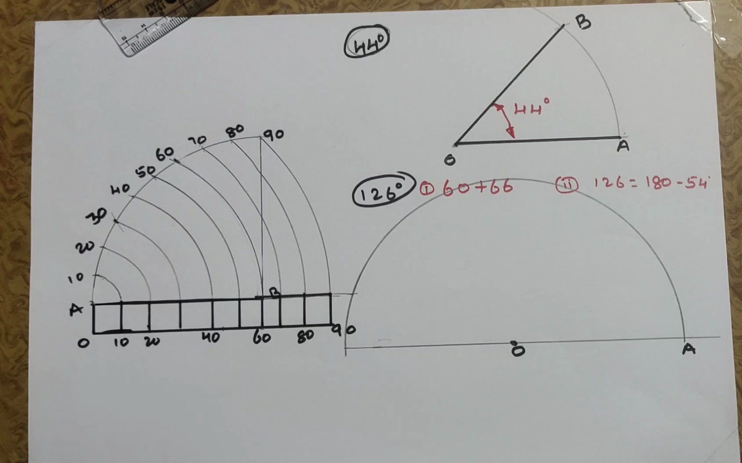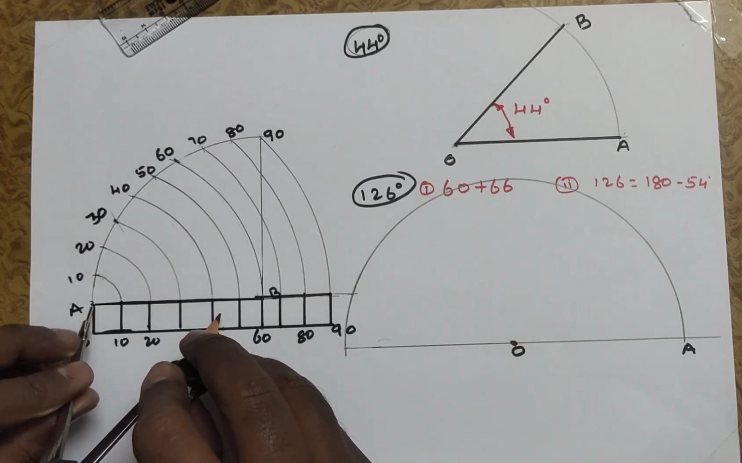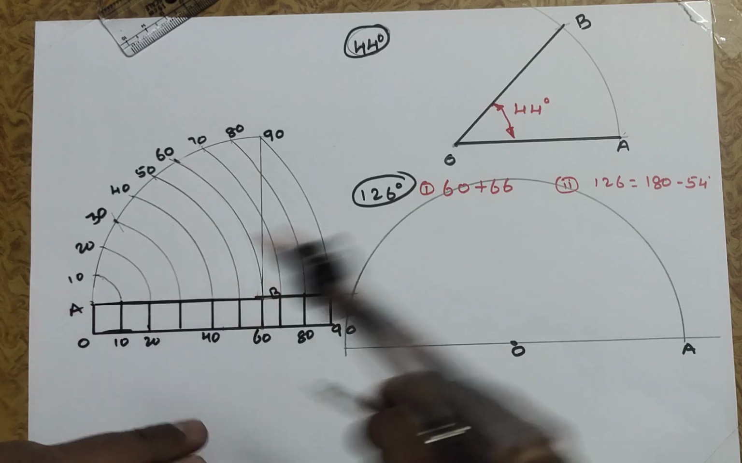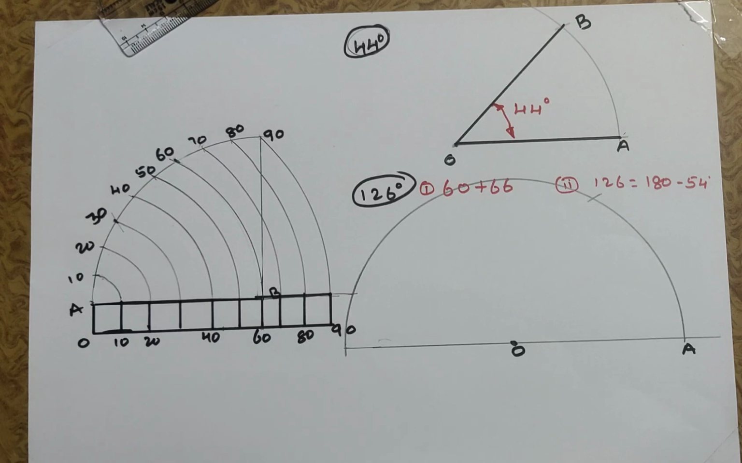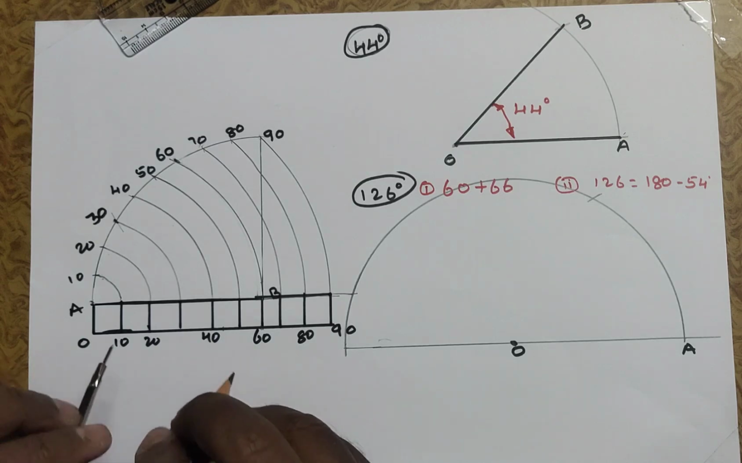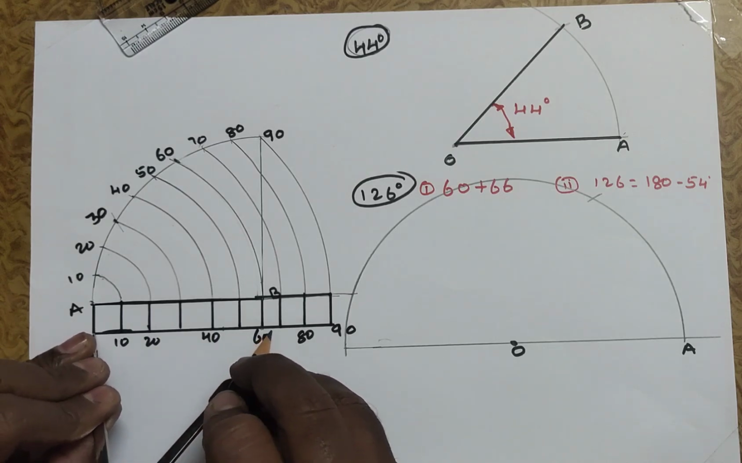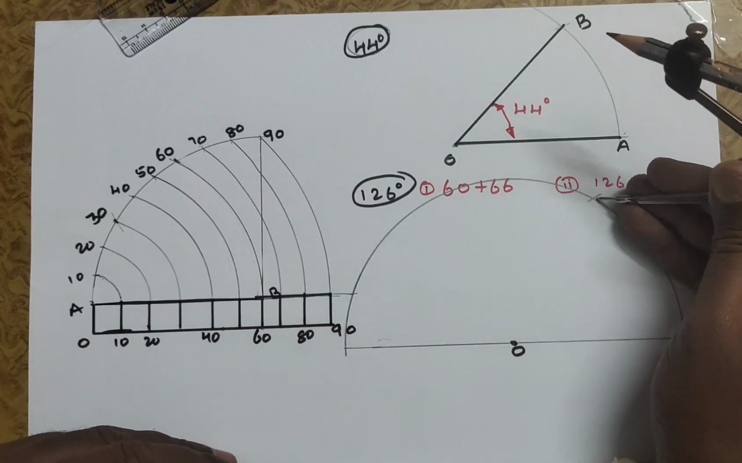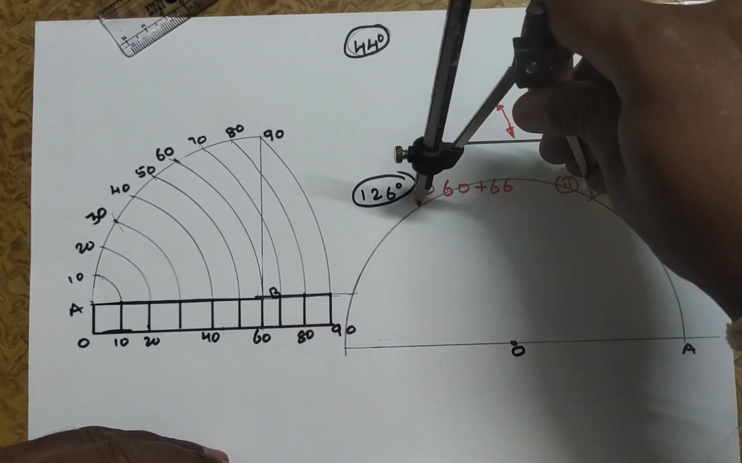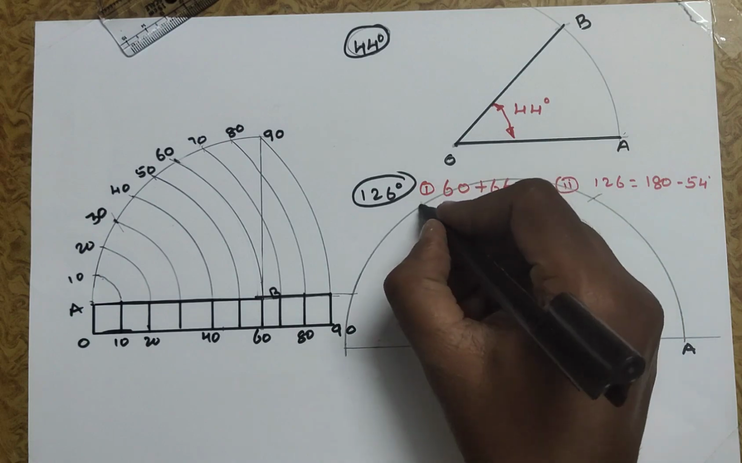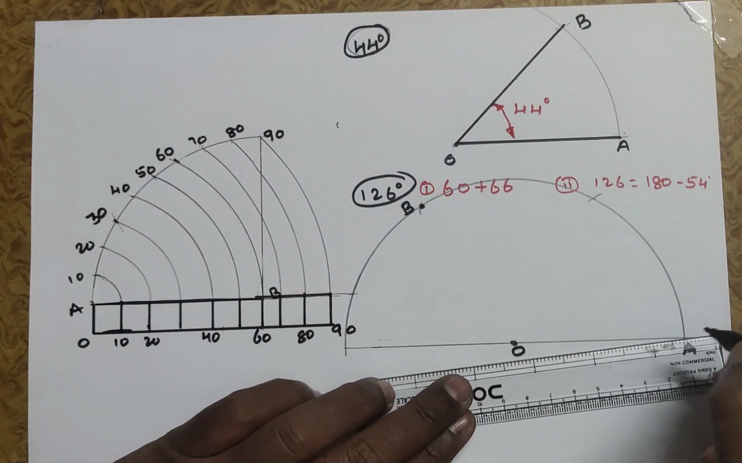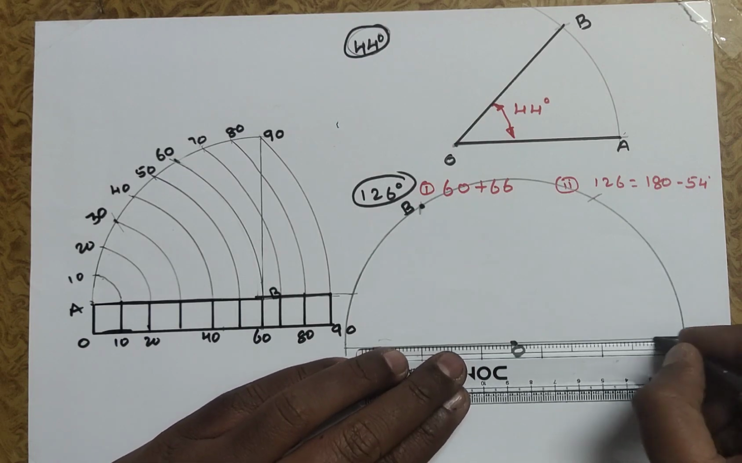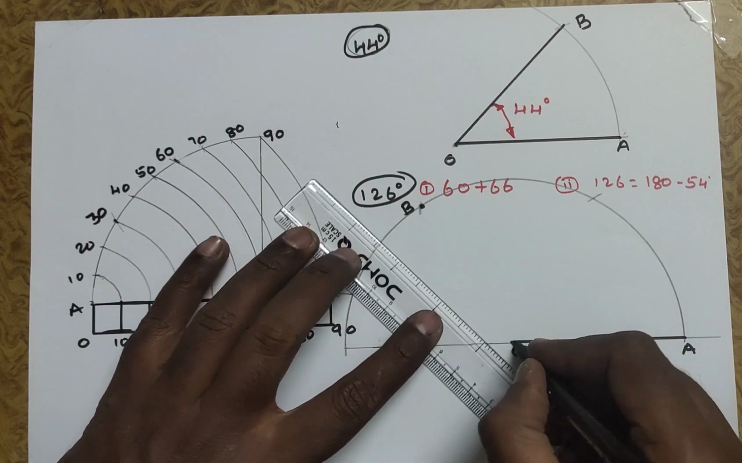Now first I will do the calculation. A 60 we have to take, so from here to here we have to mark. Now again how much angle do we require? 66. So take 0 to 66 as radius. With this particular point as center, draw the arc. We are going to get it as B. So this is the way we get 126 degrees.